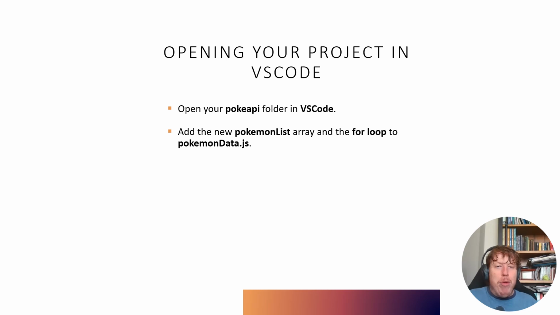Now, let's open your PokeAPI project in VS Code. Add the new pokemonList array and the for loop from the previous slide to your pokemonData.js file. This will allow us to test the loop and see the output of all the Pokemon names.